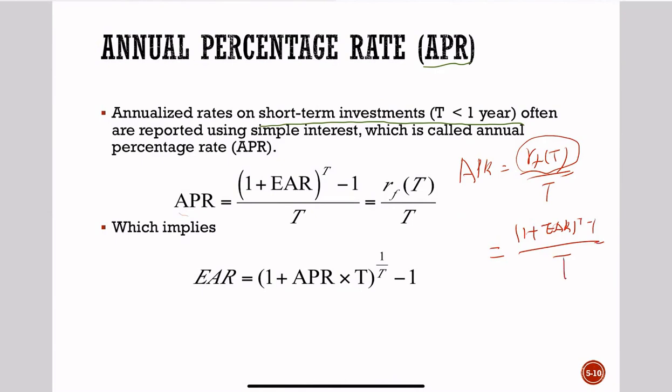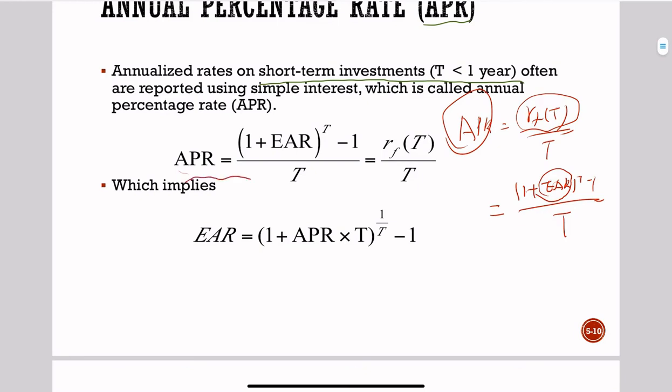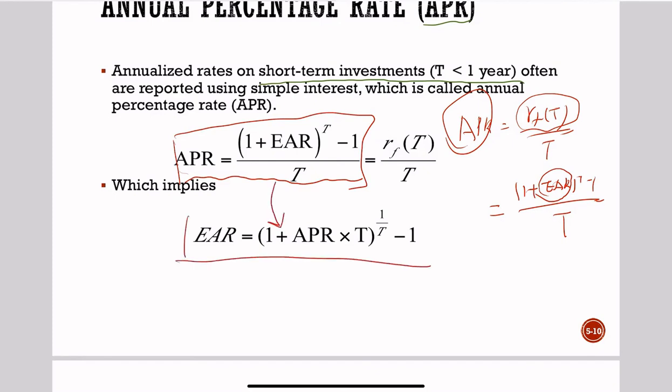So this essentially tells us how APR and EAR are related. Of course, if you manipulate this formula, you will get the next one. That is how to get EAR given APR.